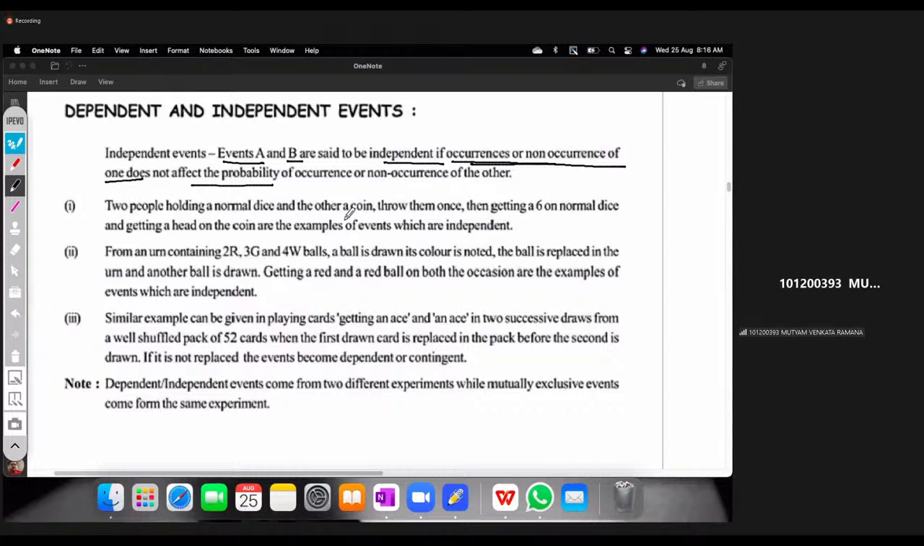See, if you're tossing a coin between you and your opponent, if you're winning, automatically the opposite person will be losing. So here the event of you winning depends on your opponent losing. So they are not independent, they are dependent. Independent means whether one event is occurring or not occurring should not affect the occurrence or non-occurrence of the second event. Okay, just read all these 3 points.